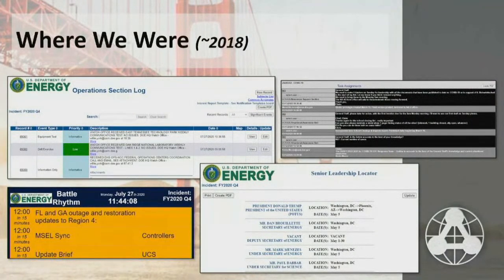Here we see some examples of the older boards being used circa 2018, including the Watch Office's operations log and senior leadership locator, as well as an RFI tracker and battle rhythm. Notice that none of these boards share a common look or feel.